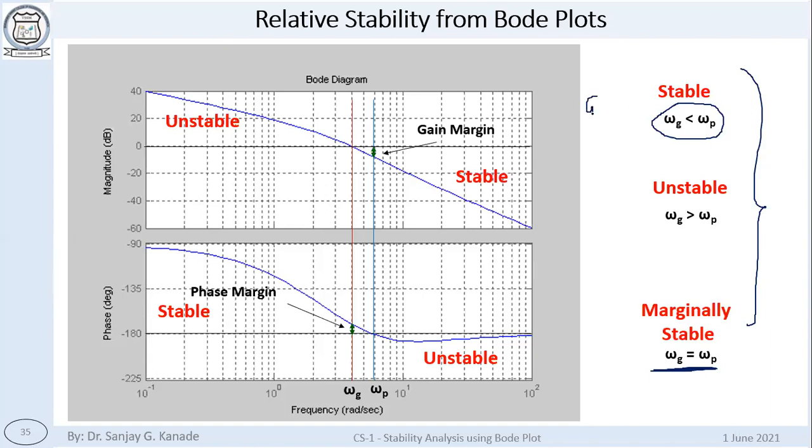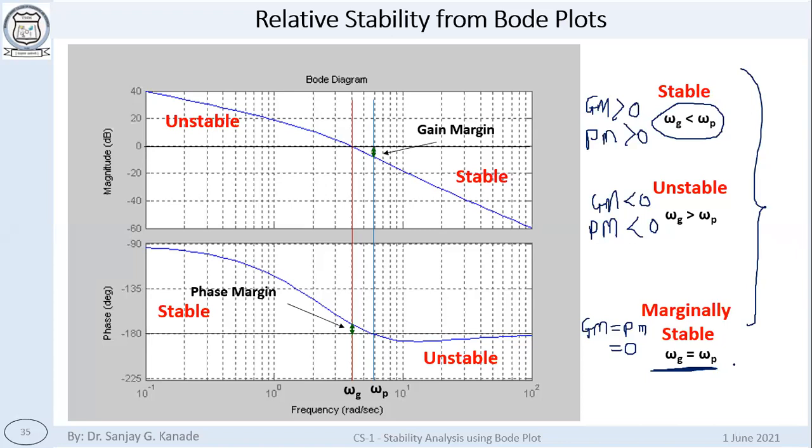Here both GM and PM are going to be positive. Here both GM and PM are going to be negative. And here GM as well as PM are going to be equal to 0. Because the definition itself will tell you: what is gain margin? It is the amount of gain that has to be added to the system to bring it to the verge of instability. Now it is already at the verge of instability.